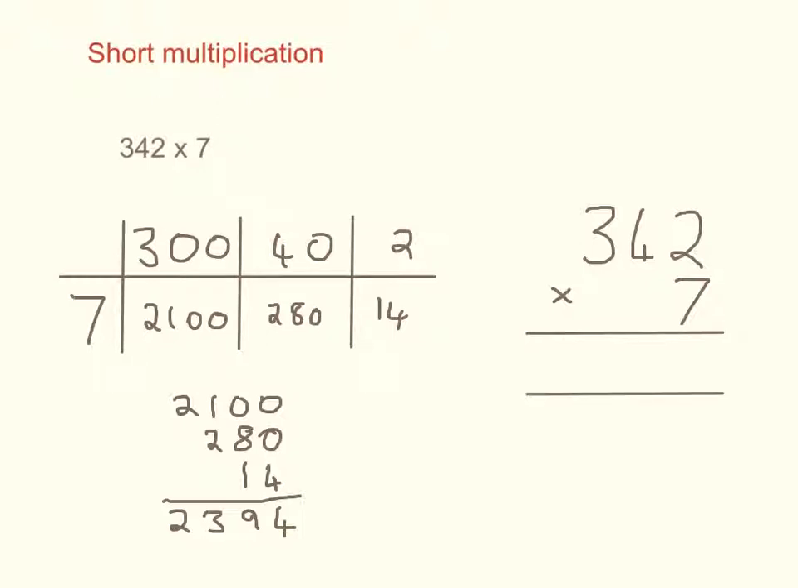First of all, 7 times 2 is 14. I put the 4 in the units column, carry the 1. 7 fours are 28, add the 1 to the 8, and that makes 9. And then 7 threes are 21, so add the 1 to the 2 makes 3, and put the 2 down, and then of course it's just a case of carrying the 2 there, 2,394. Just a slightly more efficient process.